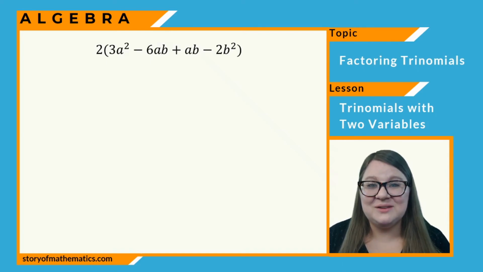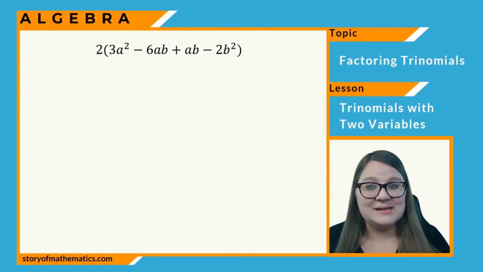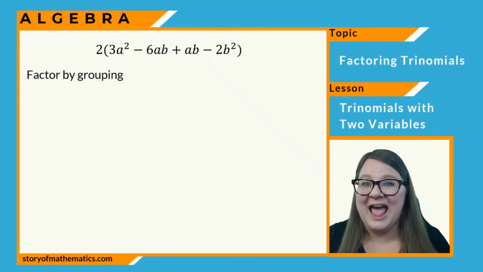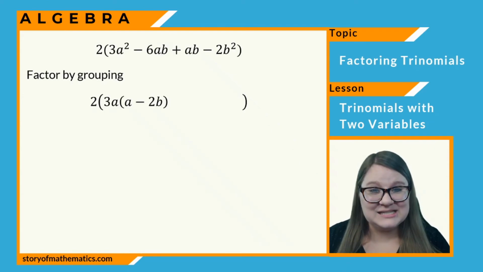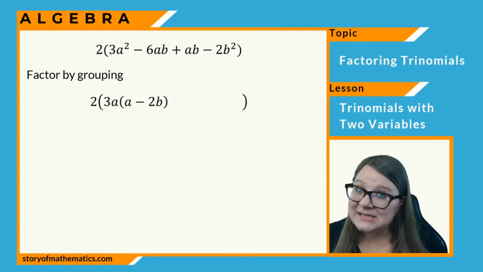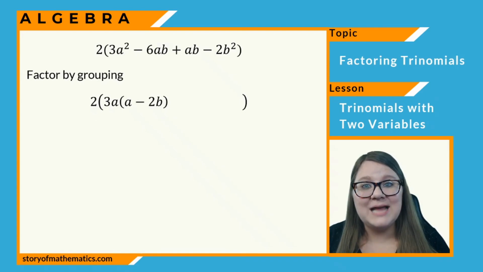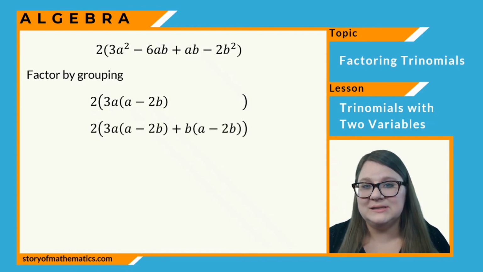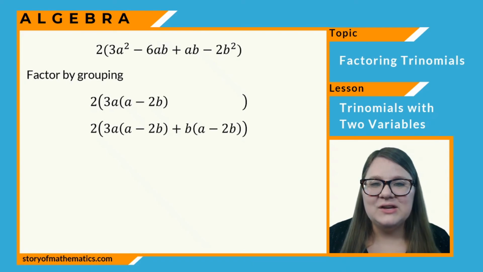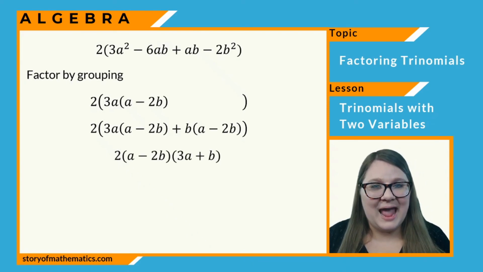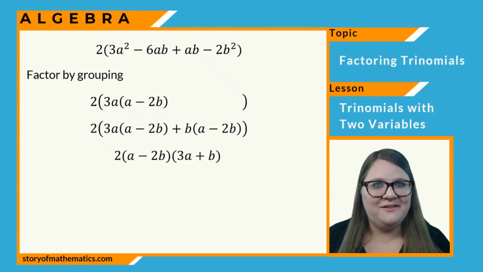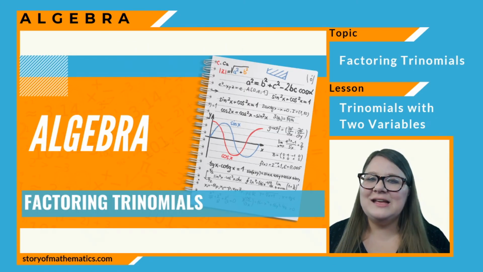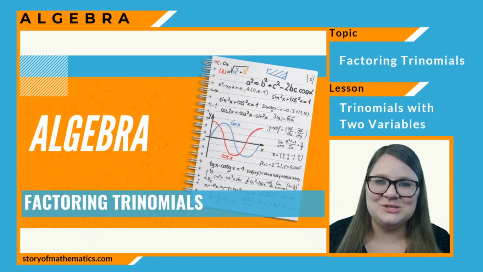So looking at my first two terms inside the parentheses, the greatest common factor is going to be 3a, and that's going to leave me with a minus 2b inside of its parentheses. Looking at the last pair, I can pull out a b from both of those, which also leaves me with a minus 2b. So now I have the 2, I can pull out my a minus 2b, and I still have 3a plus b once I've factored that out. So this is my final fully factored answer. And that is how you factor trinomials with two variables.